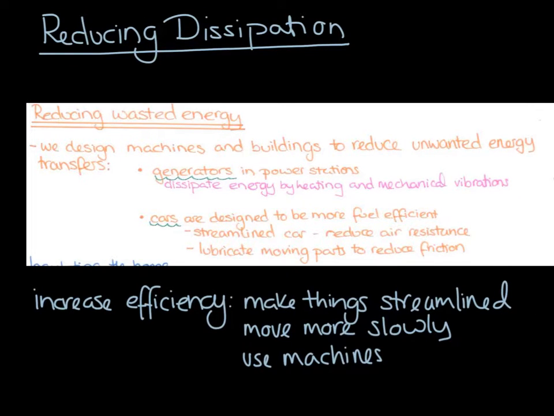So obviously, one of the things that we want to do is reduce the amount of wasted energy every time there is an energy transfer or a change to a system. Because energy is useful, we can use it to do things, we don't want to waste it. So we've got different ways of reducing how much energy is dissipated. Some of the key things to bear in mind are that we design machines and buildings to reduce unwanted energy transfers. So generators and power stations are designed to reduce the energy dissipated by heat and mechanical vibrations.